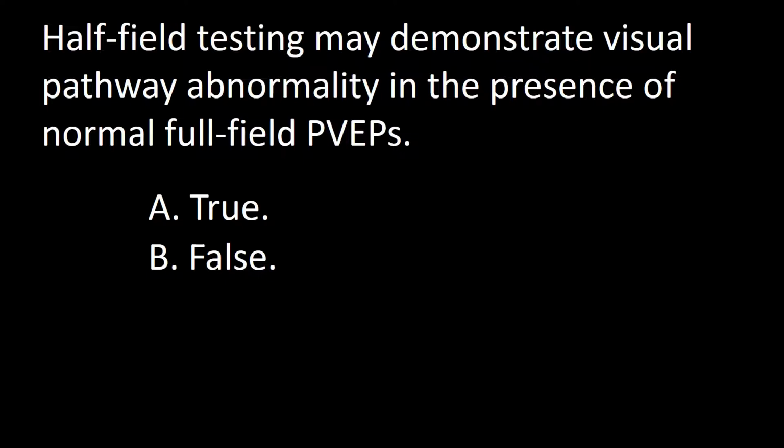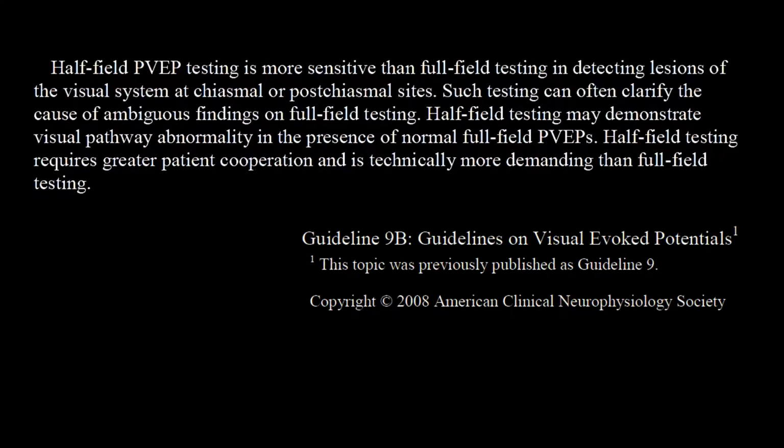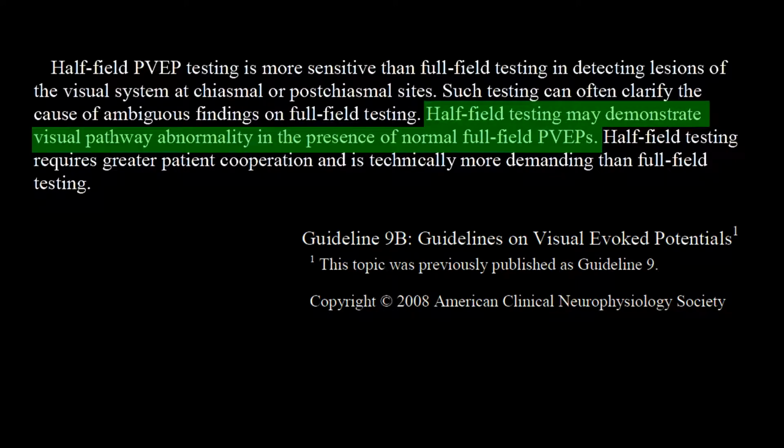Next question. Half field testing may demonstrate visual pathway abnormality in the presence of a normal full field pattern visual evoked potential. A. True. B. False. This paragraph is from the 2008 guidelines. And a statement in it says that half field can be abnormal in the presence of a normal full field pattern reversal visual evoked potential.